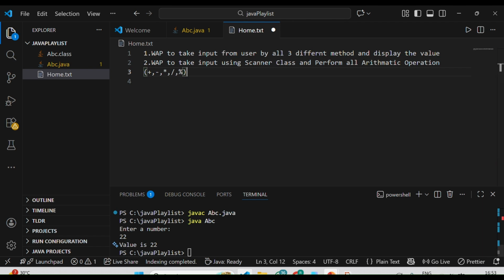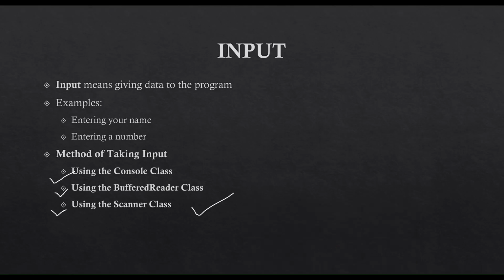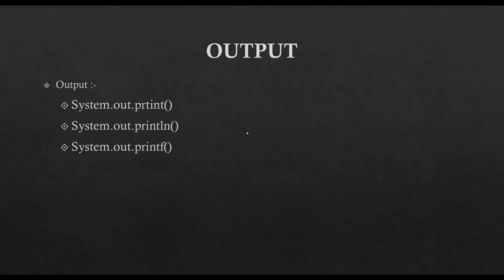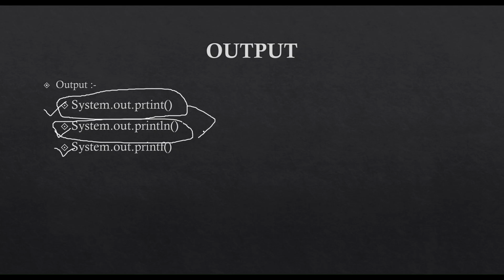So our next part is output. Output means how we display our output using three methods. System.out.print, as usual, we have to write this one. System.out.print or System.out.println, these two are most similar. The difference is that System.out.print prints on the same line and doesn't move to the next line, while System.out.println moves to a new line.